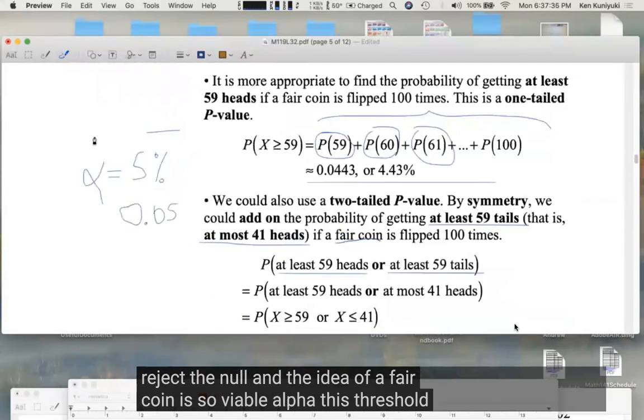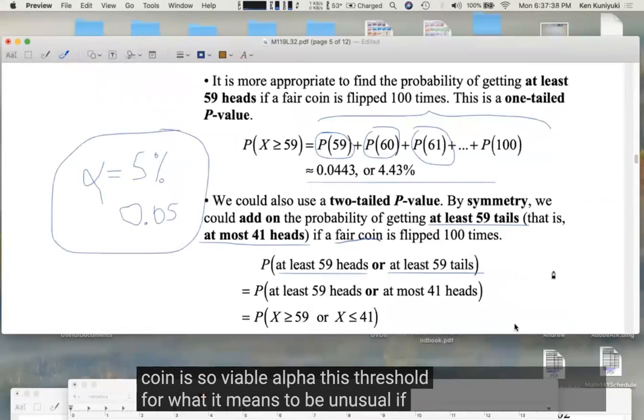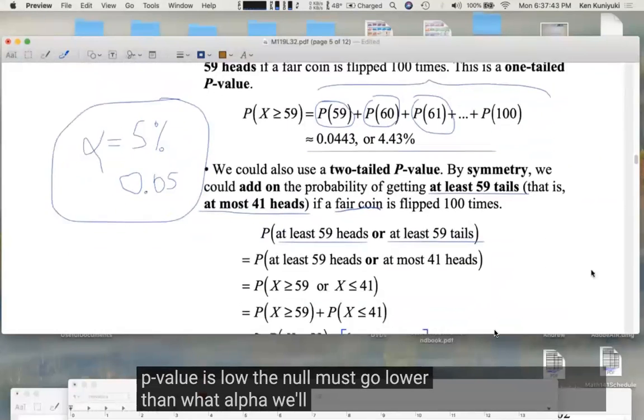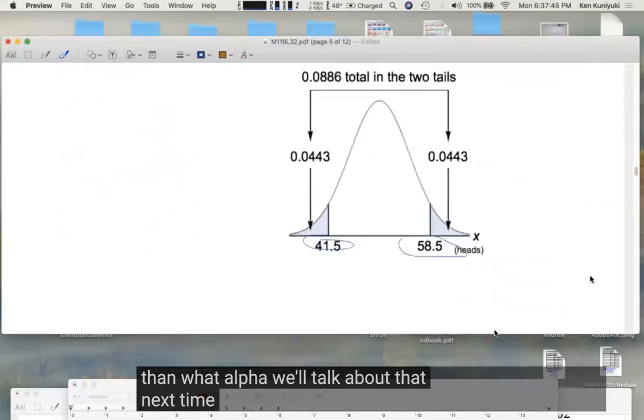Alpha, this threshold for what it means to be unusual. If the p-value is low, the null must go. Lower than what? Alpha. We'll talk about that next time.